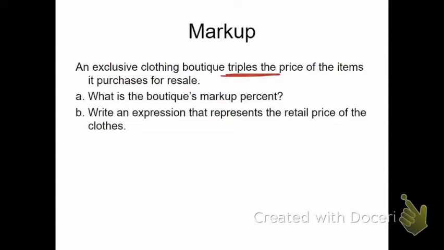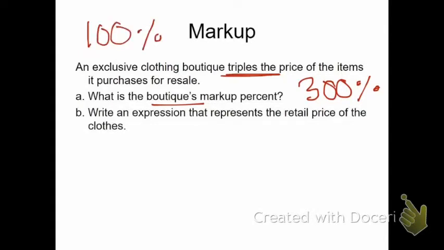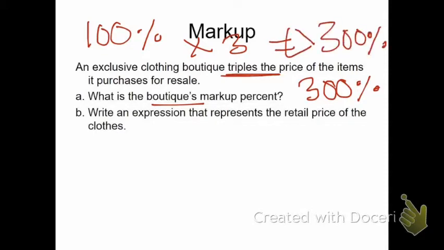So what would be the boutique's markup price? Well, it would be 300%. Because whatever they got the item for is the full price, it's 100%, but since they tripled it, they are now charging 300% of the original price of that item. And then it says, write an expression that represents the retail price of the clothes. The original price is 100% times 3, which is 300%, but that would not be an expression. An expression would just be representing it as 300%.